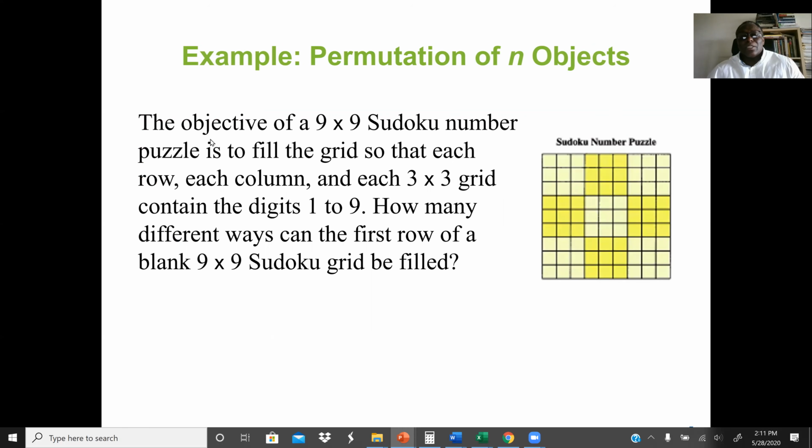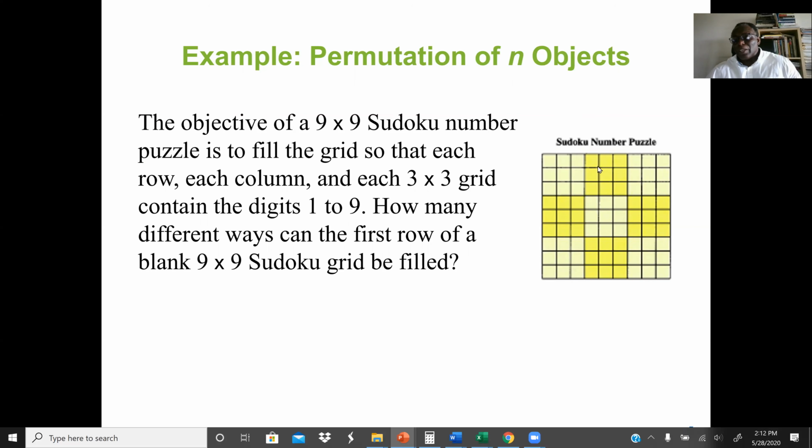Now we have an example, and this example is a permutation of n objects. The objective of a 9 by 9 Sudoku number puzzle is to fill the grid so that each row, each column, and each 3 by 3 grid contains the digits 1 to 9. How many different ways can the first row of a blank 9 by 9 Sudoku grid be filled? So what we are trying to say is that we fill it 3 by 3 to contain the numbers from 1 to 9.